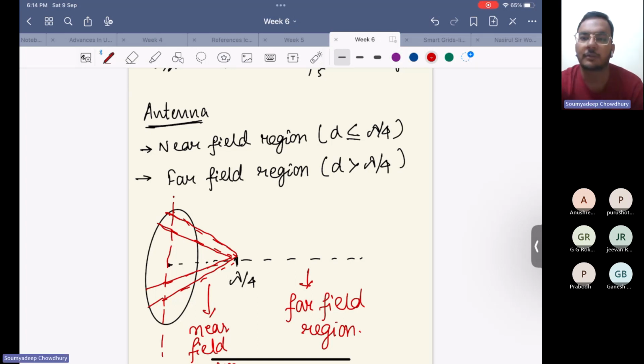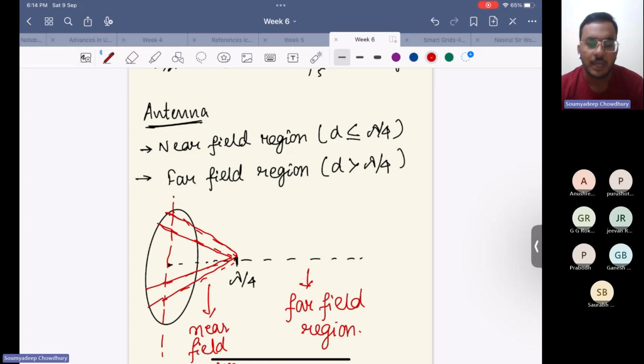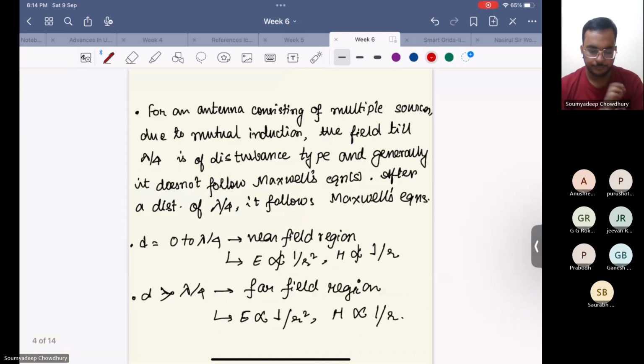Greater than 1/4 of the wavelength of the structure, we consider it as the far field region, right? Now, if we see an antenna which consists of multiple sources, a multiple source antenna, there will be mutual induction between the different sources, and the electric field till lambda by 4 distance is of disturbance type. That is, there will be overlap of the near fields in that region.